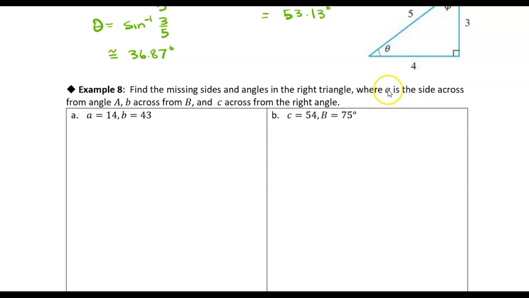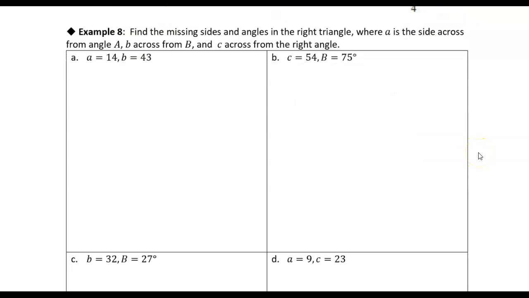Where side A is across from angle A, side B is across from angle B, and side C is across from angle C. But in this case, we're going to call angle C the right angle. We don't have any triangles drawn, so we're going to have to draw our own here. So let's take a look at the first example.